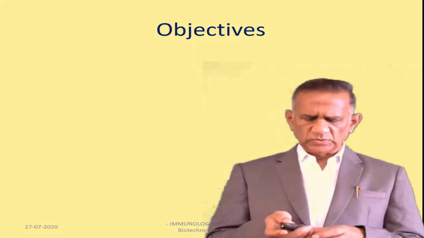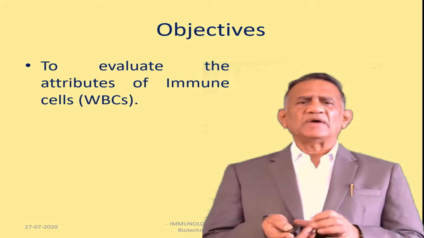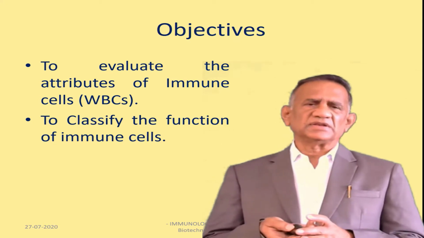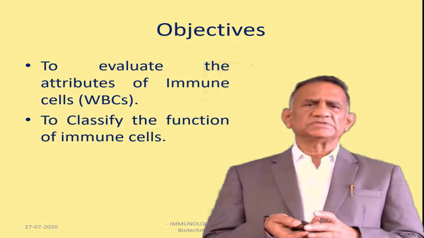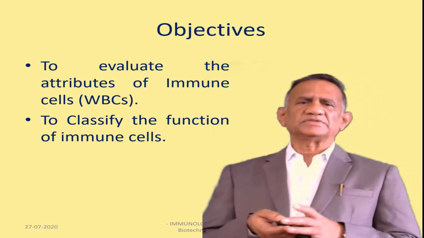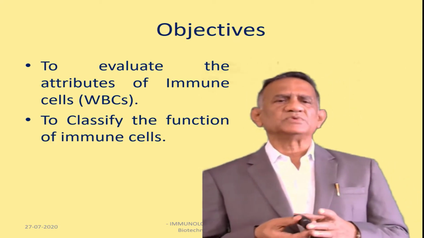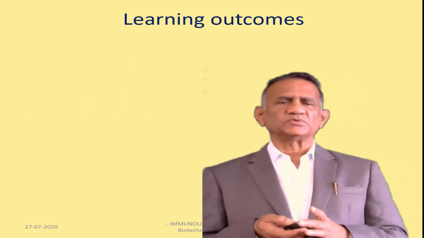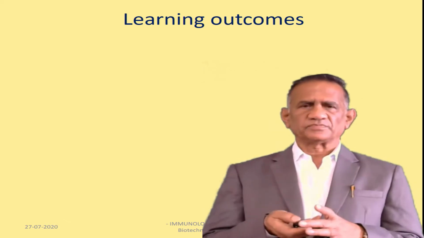The main objectives of topic 2, that is immune cells, are to evaluate the attributes of immune cells. We keep saying that they are the WBCs. Of course, WBC is a very common word, but here in immunology we have to specifically give them an attribute, that they are the immune cells, and to classify the function of the immune cells. These are the two objectives with which we are now running the topic 2 learning outcomes.